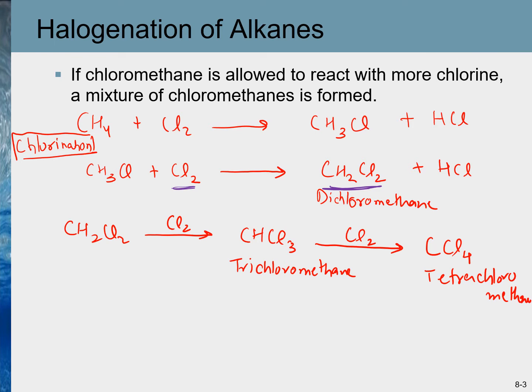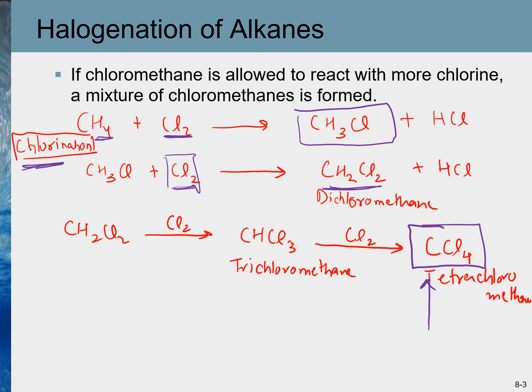So what can we say about this reaction? So if we use 1:1 mixture, then the reaction will stop at first step and our product will be a chloromethane. However, if we use excess of chlorine, the chloromethane product will continue to react until we reach the fully substituted product, which is tetrachloromethane.